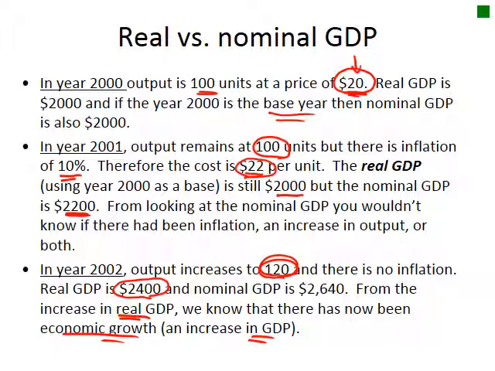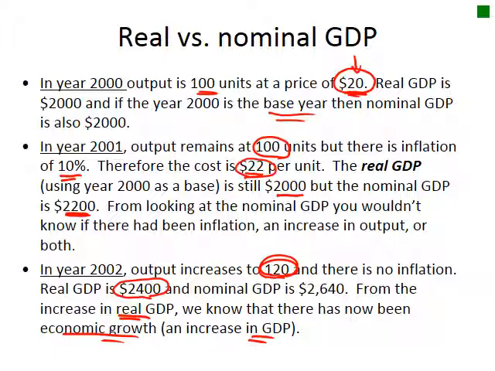So let's look at the next year, fast forward. We have output remaining at 100 units. So we know that our real GDP will still be calculated at $20. So our real GDP should still be $2,000. But if we look at nominal GDP and we had inflation of 10%, then we know our costs have now gone from $20 to $22. If we calculate the nominal GDP, we take the 100 units times $22, and our nominal GDP would be 2,200.